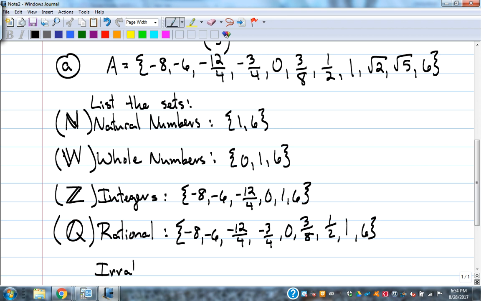The irrational numbers would be the what of the rational numbers? Okay, what word was it that we used? Started with a C. The complement of the rational numbers. So it'd be Q prime is the complement of the rationals. Complement of the rationals is the irrationals. So that would be square root of 2, square root of 5 in the curly braces.